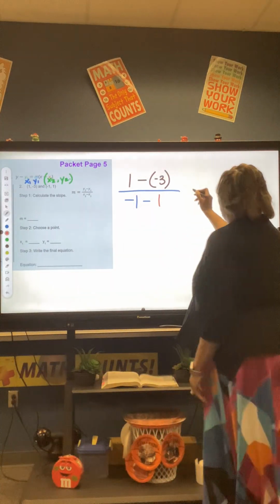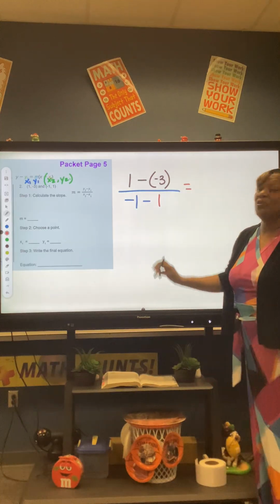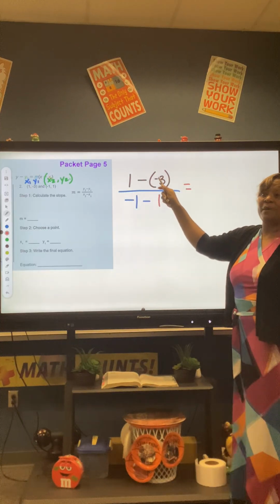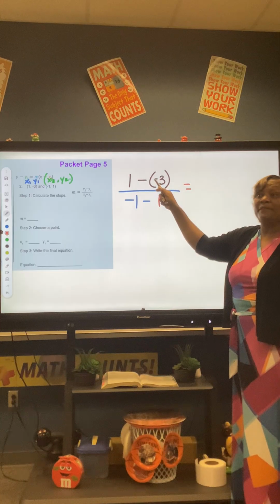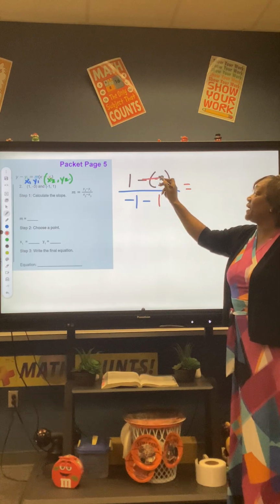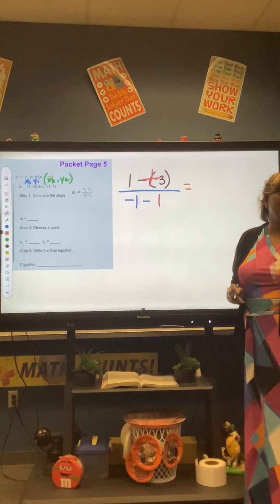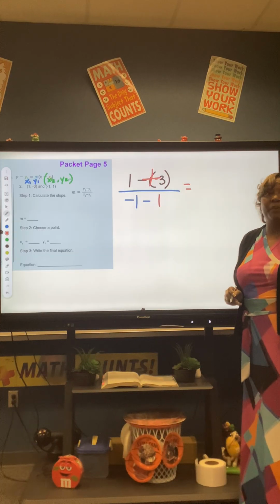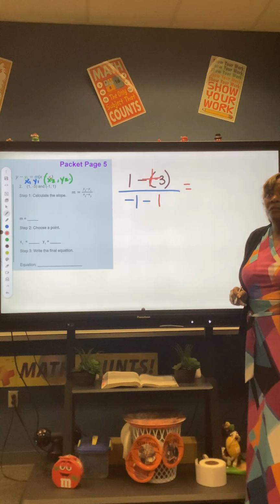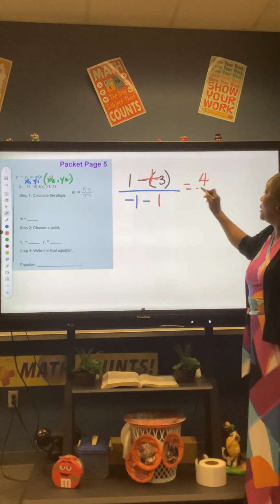What'd you get for your numerator? When you have a negative times a negative, this becomes a what? What's a negative times a negative? Positive. So this should be a positive what in your numerator? Should be a positive what? 1 plus 3 is 4. 4.